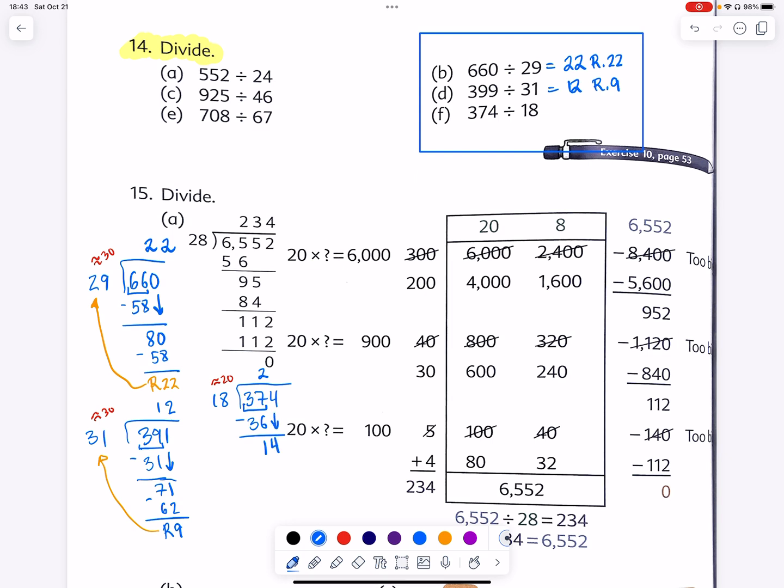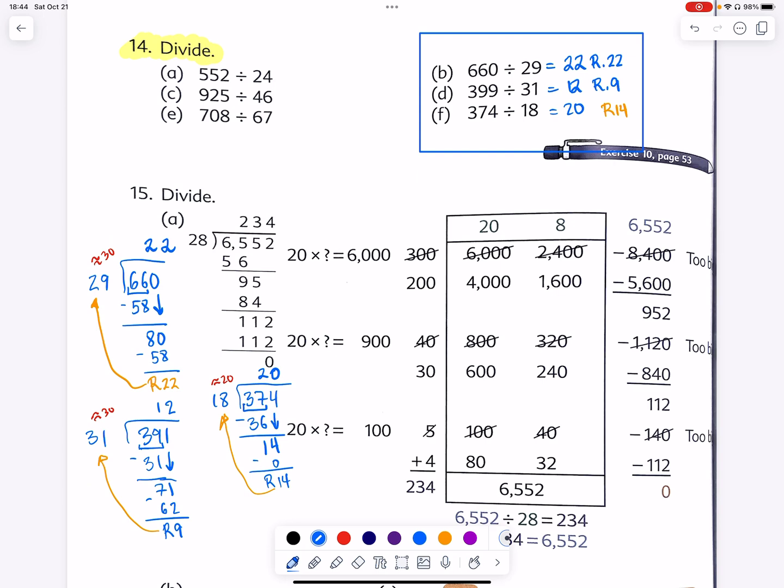Does 18 go into 14? No. Do not forget to place 0. 18 does not go into 14. 18 times 0 is 0. And the remainder is 14. Let's check. Is our remainder smaller than the divisor? Yes. Remainder 14 is good for us. And the answer is 20 with the remainder of 14.